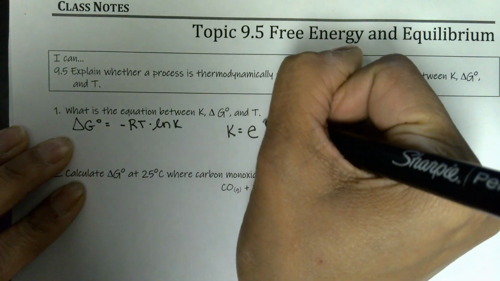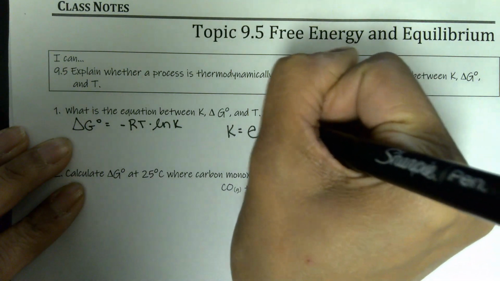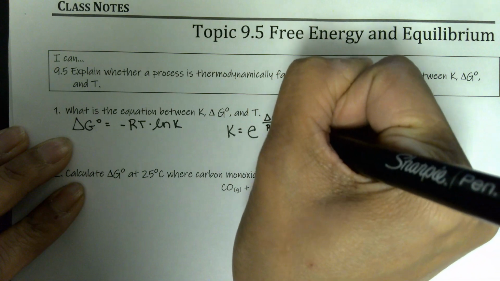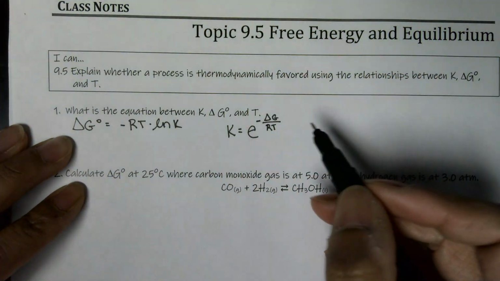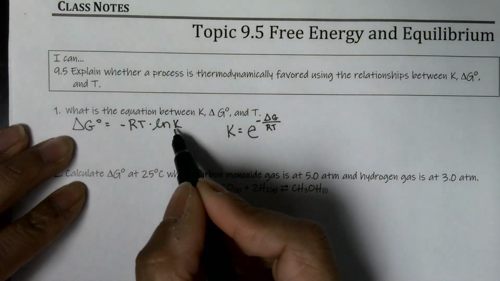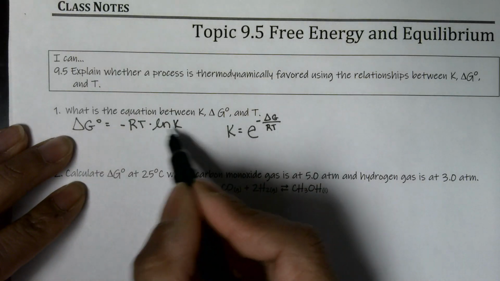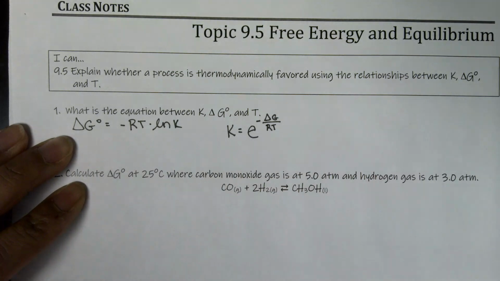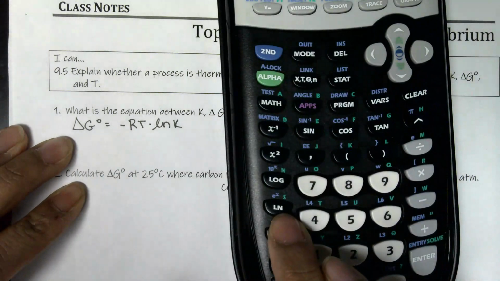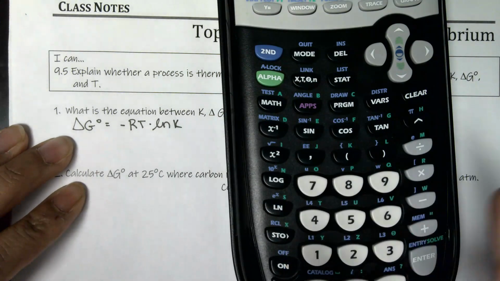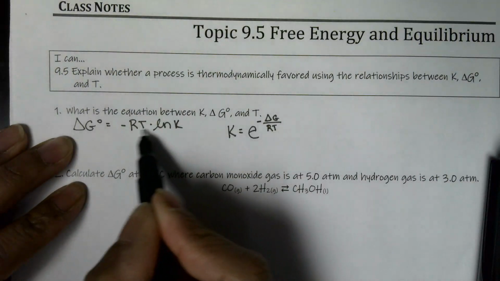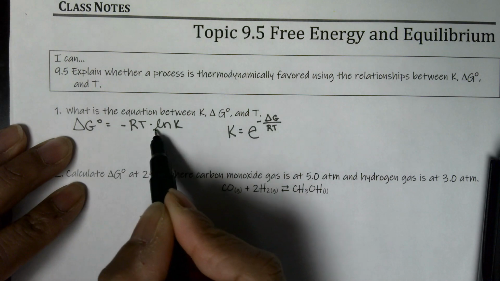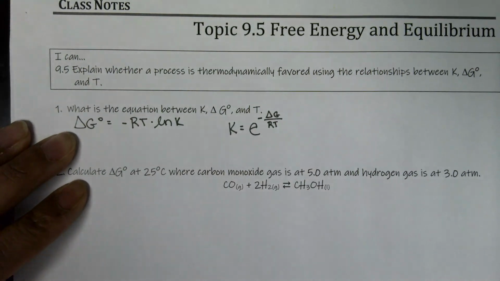So it's e to the delta G over negative RT. But that negative can just be anywhere in there. So if you need to go from this equation and solve for K instead of solving for delta G, go back to your calculator, find natural log. You know that the opposite of natural log is e to something. And then you divide both sides by negative RT to get that by itself.